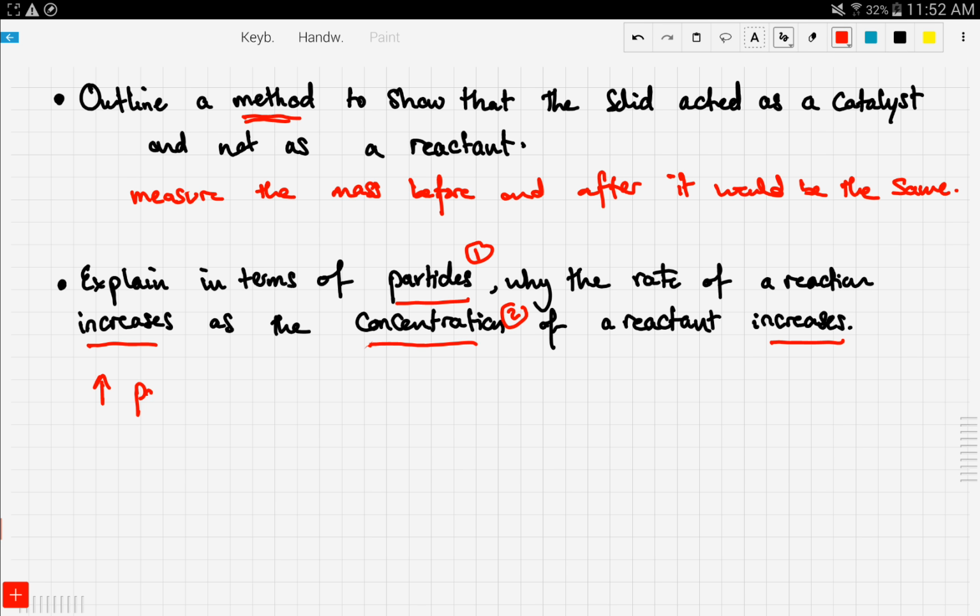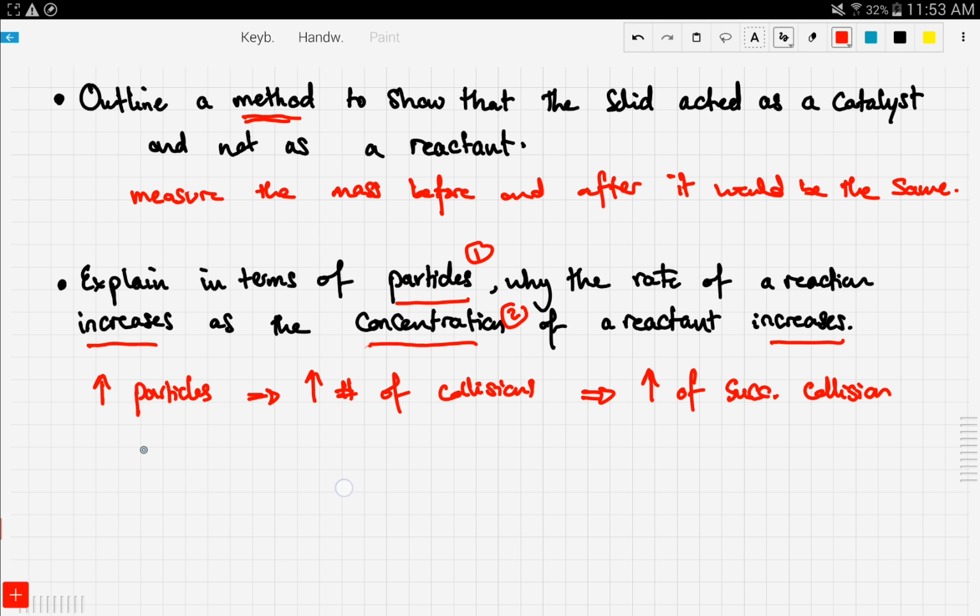More particles, therefore more number of collisions, and therefore higher probability of successful collisions, and therefore higher reaction rate. And that's how you get an A star on your paper. This is the perfect answer. If you write all these, I know I wrote it in simplified handwriting, but you guys need to write it in full sentences. This is the perfect answer.